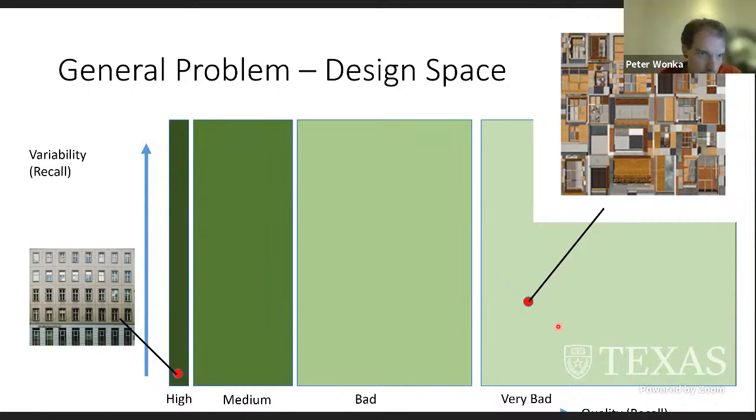Yikes. I made some error here. That should be precision. And on the quality axis, it's more about precision. Like, what's the quality of the designs that we can generate? Unfortunately, this error will show up on all the slides.